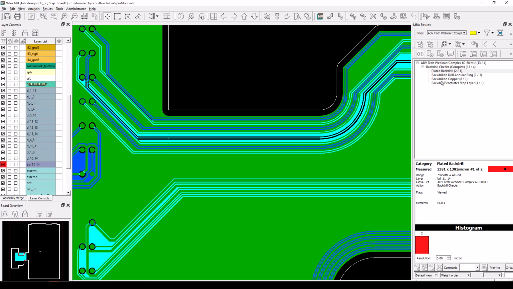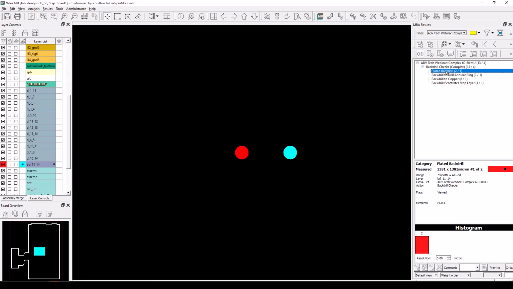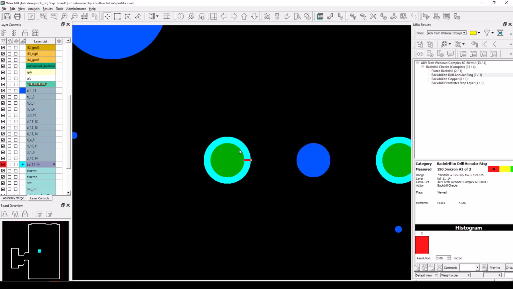Moving on to our next advanced technology, we'll look at backdrilling. The first check is looking for backdrills that are plated. To accomplish removing a signal stub, a backdrill must be non-plated. Having a plated backdrill is an error. The next check, back drill to drill annular ring, measures the difference in the plated drill size compared to the back drill size. It's important that the back drill is larger than the drill.